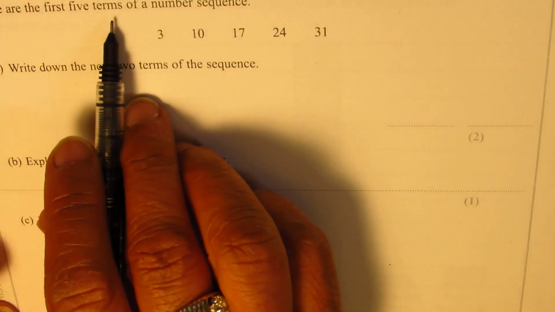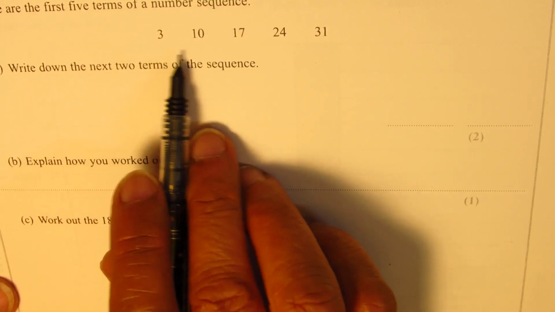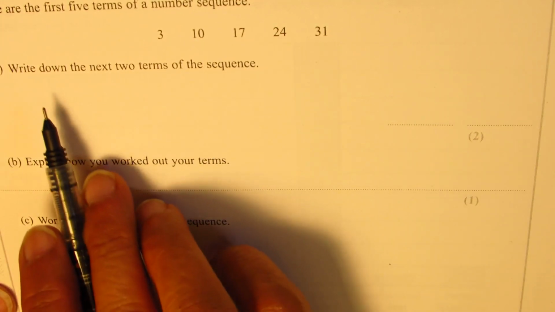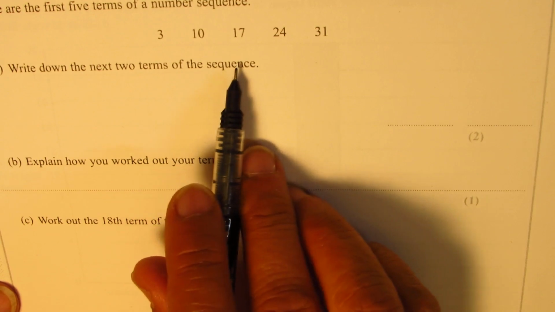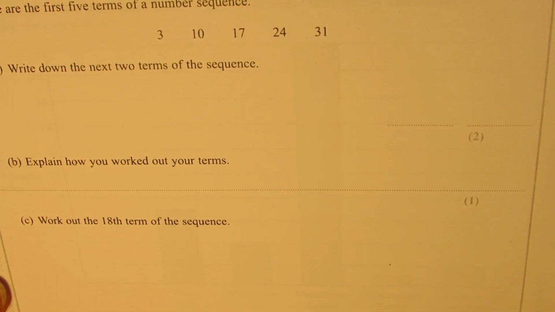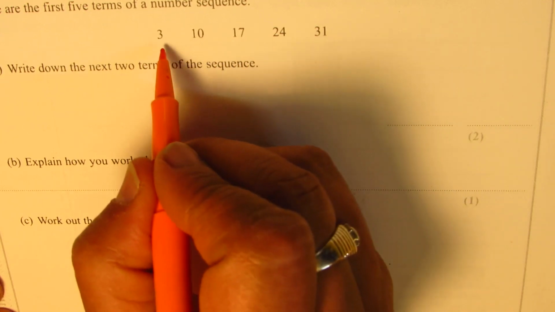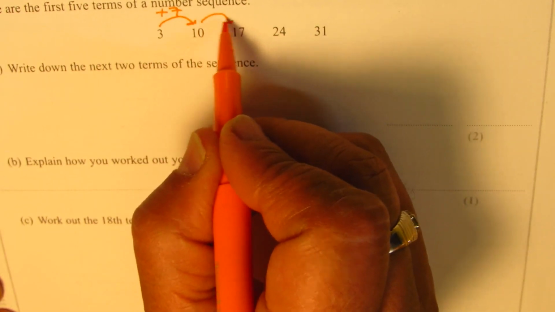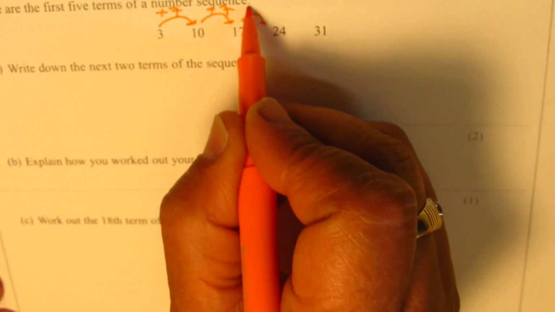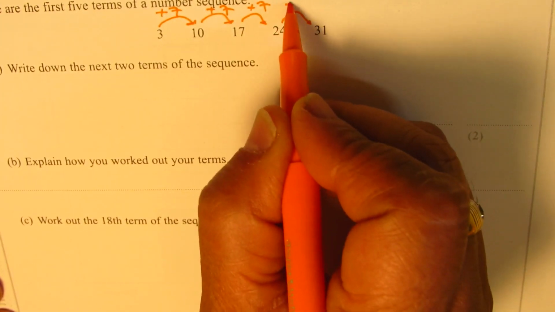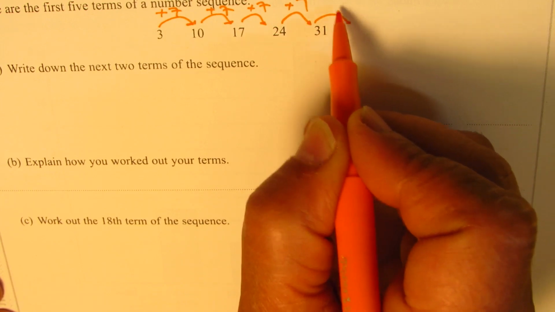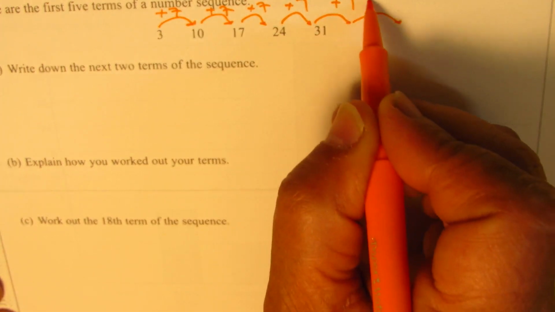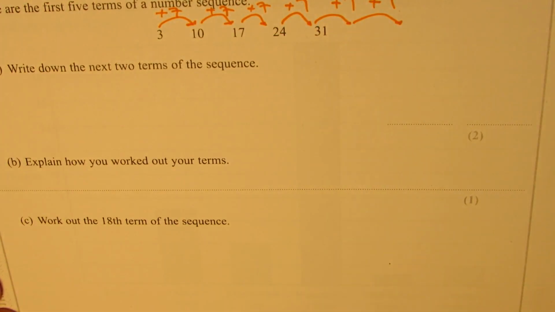Here are the first 5 terms of a number sequence: 3, 10, 17, 24, 31. Write down the next 2 terms of the sequence. Okay, so next 2 terms, 3, 10, 17. So we see that it's going up by 7, right? So you add 7 to get to the next term. So the next 2 terms, just add 7 to them and you can write down the answer.